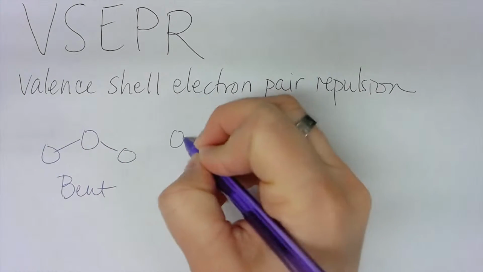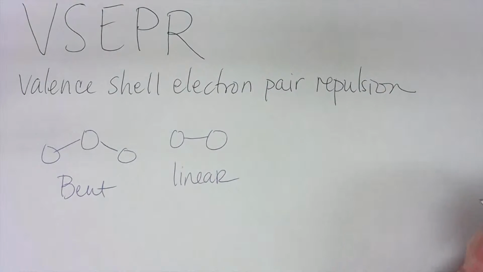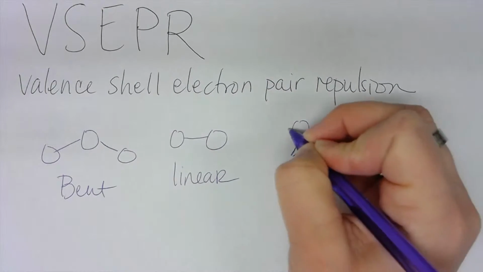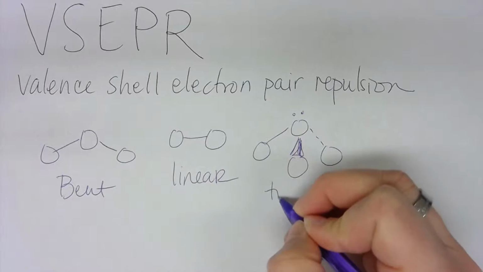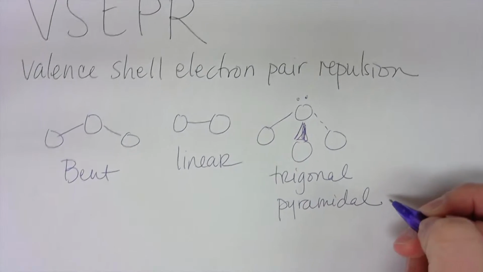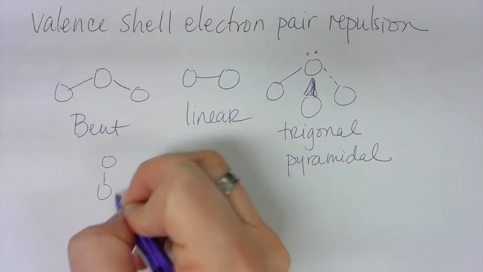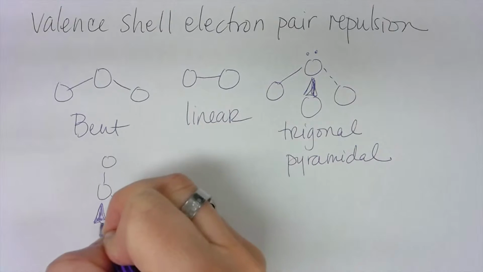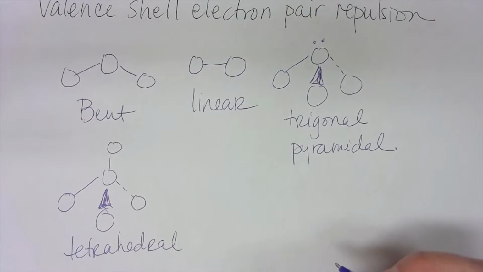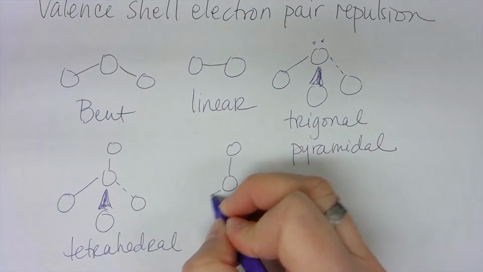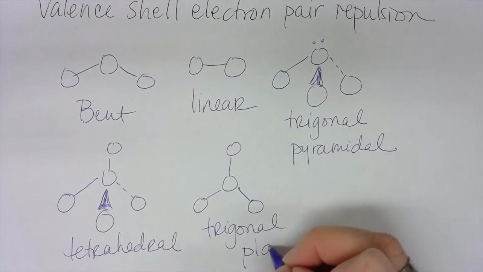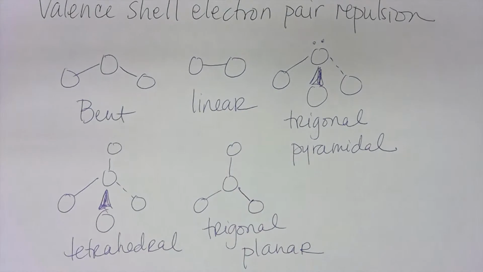To review, a bent shape, lone pair on the central atom will bend it, and then linear, just 2 atoms, and then trigonal pyramidal, 1 lone pair on the central atom, and then four atoms on the central atom, no lone pairs, tetrahedral shape. Then 3 atoms on the central atom, trigonal planar.